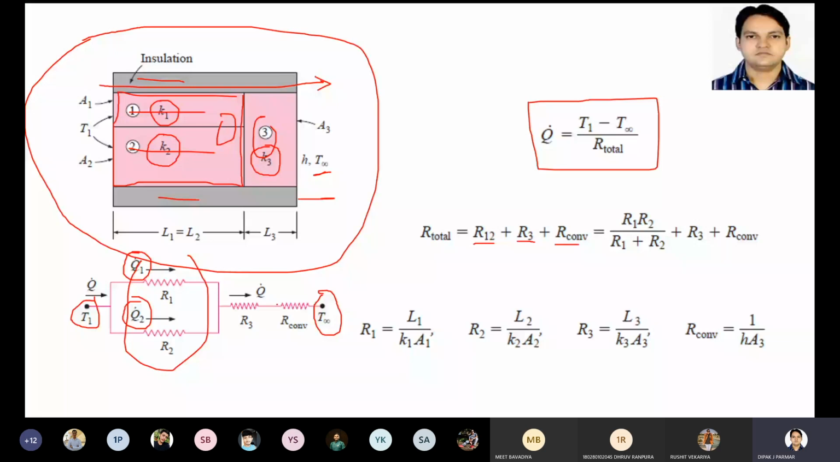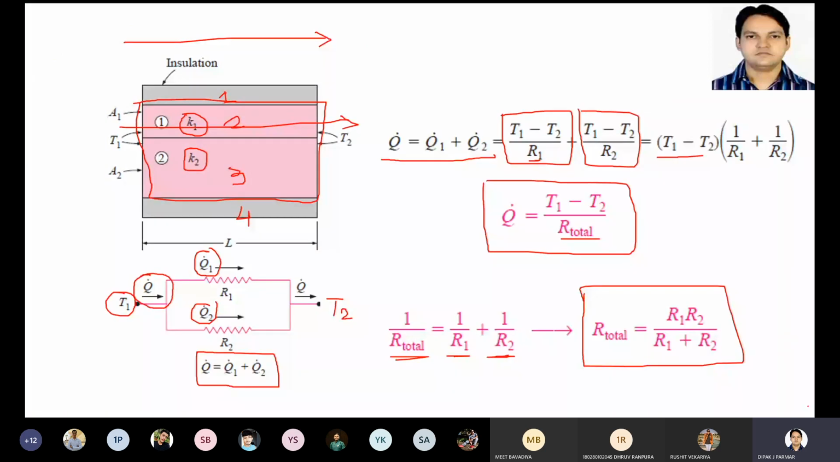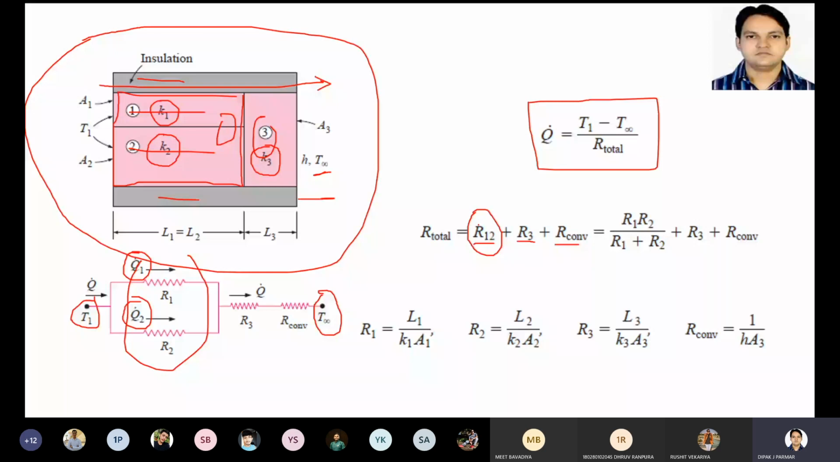As we have seen here, R total, if they are in parallel, will be equal to R1 R2 divided by R1 plus R2. So that is what is written over here. The resistance offered by the combined layer of 1 and 2 will be R1 R2 divided by R1 plus R2. Then R3 is the resistance offered by the third layer, and convection. R1 will be L1 upon K1 A1, R2 will be L2 upon K2 A2, R3 will be L3 upon K3 A3, and R convection will be 1 upon hA3. Once all your values are known, you can put them in here and you will get R total. Once R total is known, you can put it here, and when delta T is known, you will get the heat transfer.